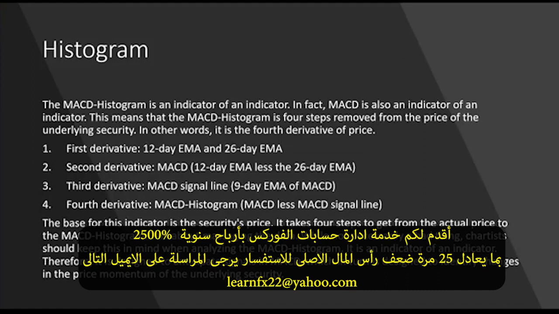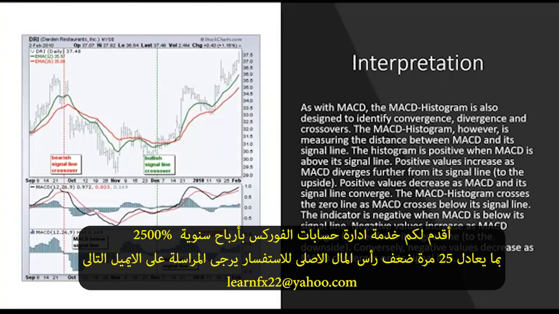So we started out with the first derivative, which was the 12-period EMA and the 26-period EMA. The second derivative was the 12-period EMA minus the 26-period EMA, which gave us the MACD line below. The third derivative was the MACD signal line, which was the 9-period EMA of the MACD line. The fourth derivative was the MACD histogram, which is the MACD line less its signal line. So the base of the indicator is the security price. It takes 4 steps to get from the actual price to the histogram.